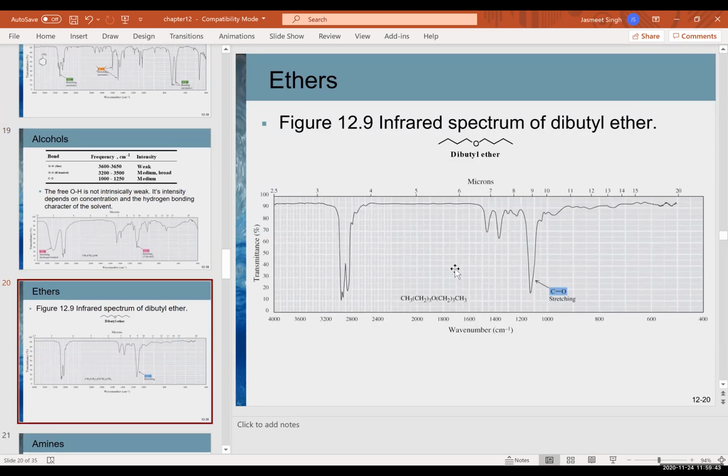Ethers. The ether spectrum will be similar to alcohol, only difference is there will be no broad peak here because there is no OH group. It still has a C-O bond, so that will appear at around 1000 to 1200, somewhere in that range. It will still have the CH2 stretching and CH3 bending and stretching, so all those will be there, but it will not have that broad peak. So it's extremely easy to distinguish between ethers and alcohols.